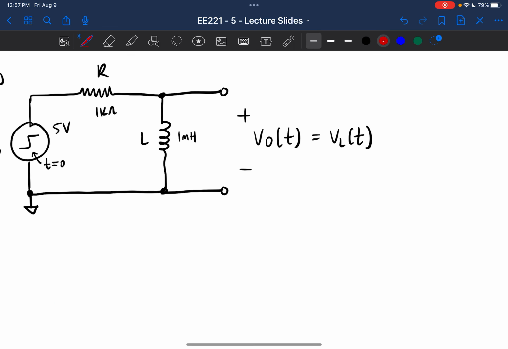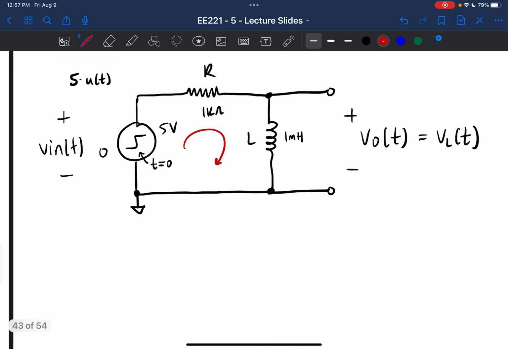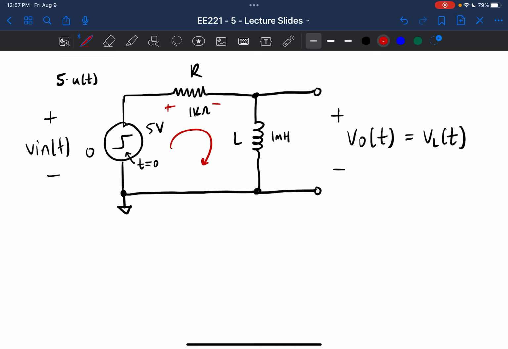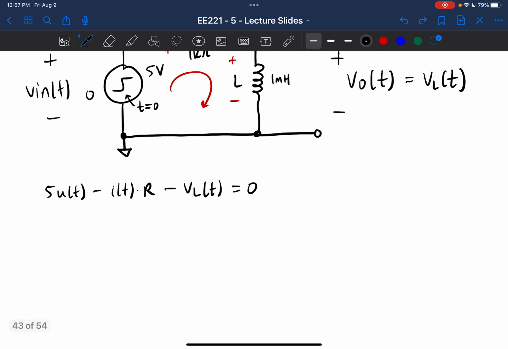So similarly, we can start with the KVL loop around this circuit right here. So I would just start with Vin(t), which is 5u(t), minus I(t) times R, minus VL(t) equals 0. Of course, I'm looking for VL(t) or Vo(t) in this circuit, so I want to represent my I(t) in terms of VL(t). Probably easier to do that in the S domain. So again, let's do the transform here.